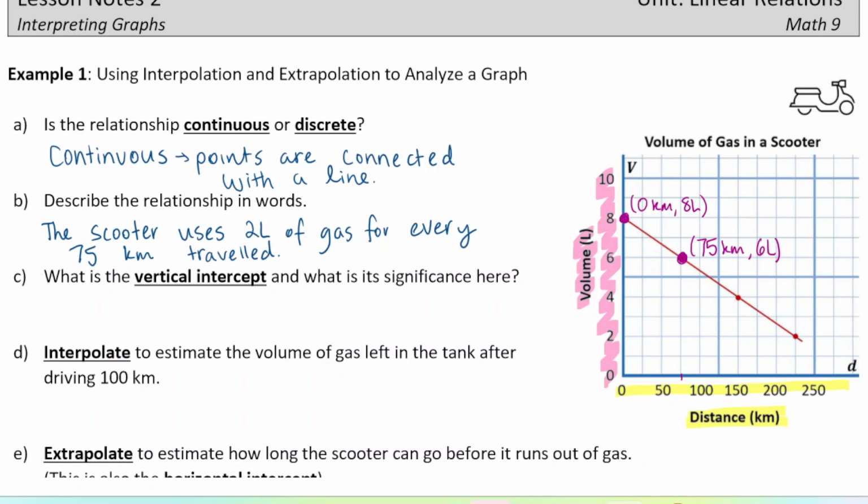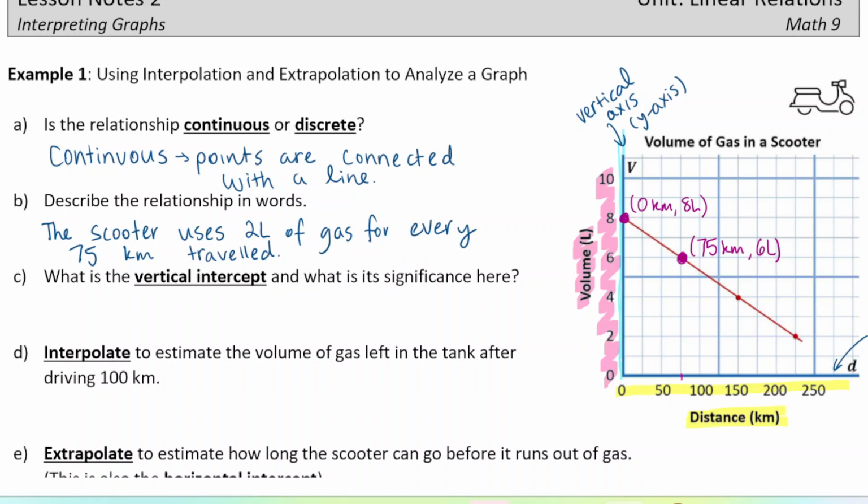Okay. Part C, what is the vertical intercept? So the vertical line is this line here. It's the y-axis. I'm going to label it vertical axis, also known as the y-axis. The horizontal axis is this one, and that would be the x-axis.